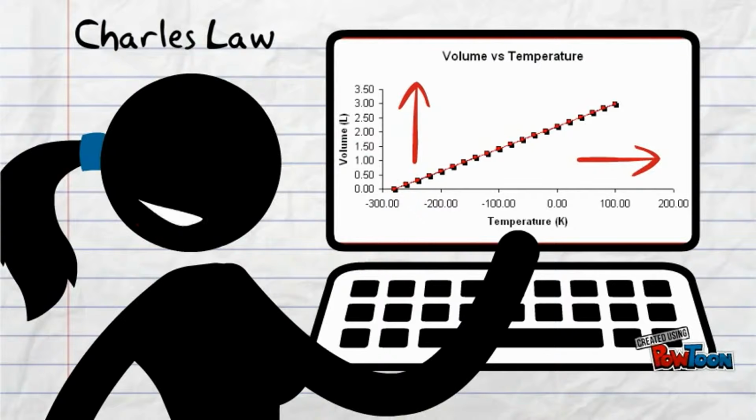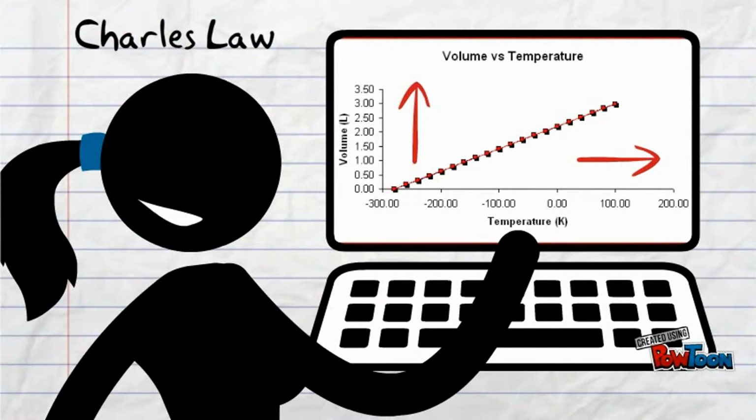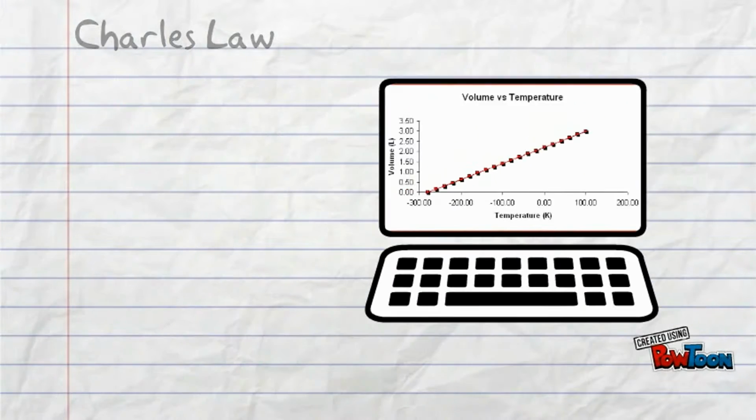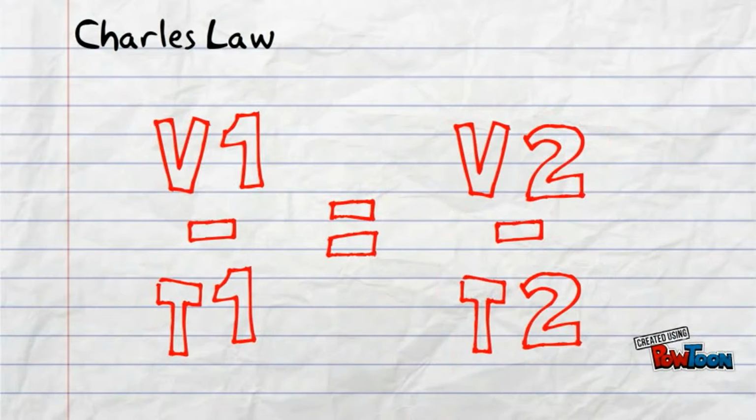Charles' law. Charles' law is a gas law that deals with gas, volume, and temperature. As Charles' law states, temperature in Kelvin and gas volume are directly proportional when the pressure is constant. In math terms, this would be stated as V1 over T1 is equal to V2 over T2. V is the volume and T is the temperature measured in Kelvin.